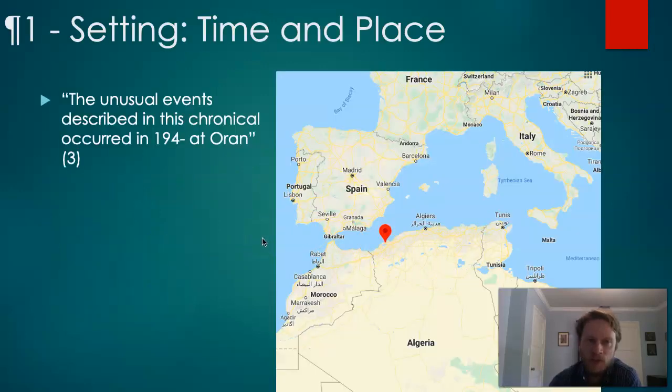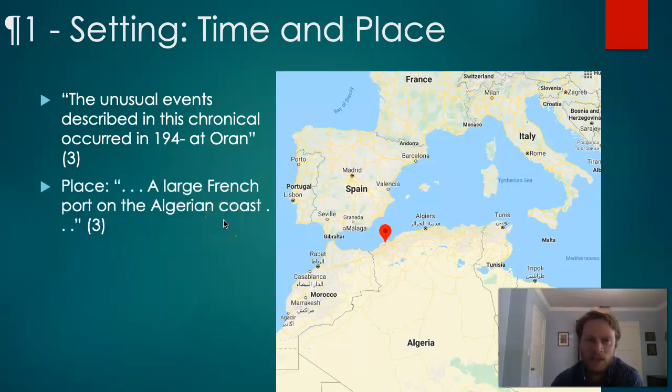So the unusual events described in this chronicle occurred in 1940 at Oran. So we know the time, 1940s. Makes us think maybe of World War II. We're not sure if that's going to have a bearing on the plot later in the novel.